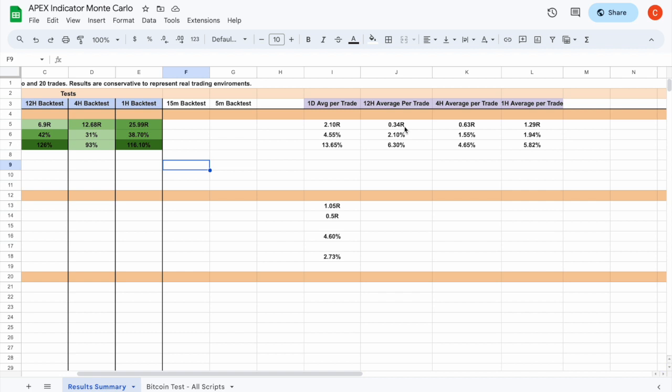It's interesting that the 12-hour trade was so lacking. That's by far the worst time frame, and that honestly surprises me. I thought the 12-hour would have been done better, but that's okay. So the average 4-hour trade would have been plus 0.63, and then the average 1-hour trade would have been plus 1.29.